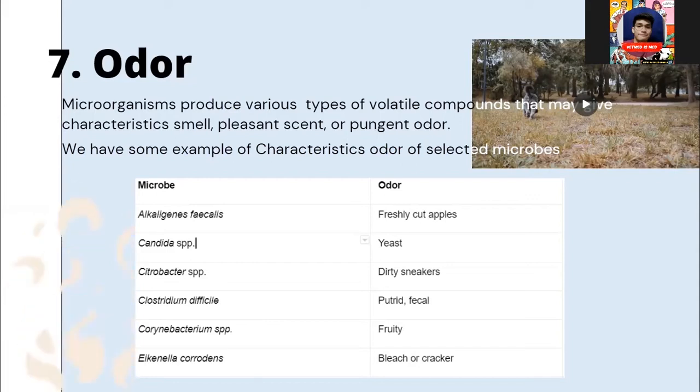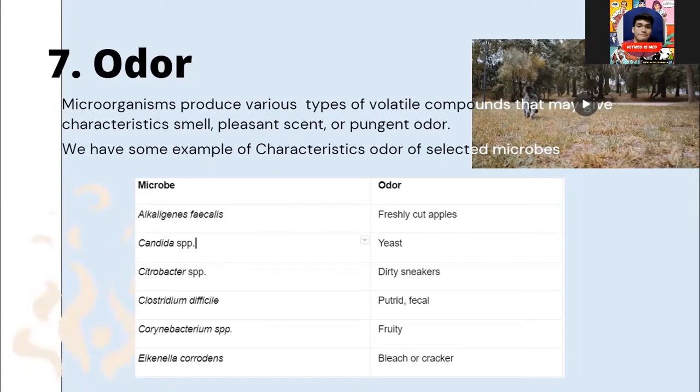Sometimes, the scent or odor produced by bacteria can give important clues in the identification of microorganisms, but still it is not a reliable rule. We suggest that we should be cautious while sniffing culture plates, because sniffing culture plates is not a good idea and you may get a disease. So we have here some examples of characteristic odors of selected microbes. First, we have Alcaligenes faecalis, which, when cultured, smells like freshly cut apples. Candida species, which smells like yeast.